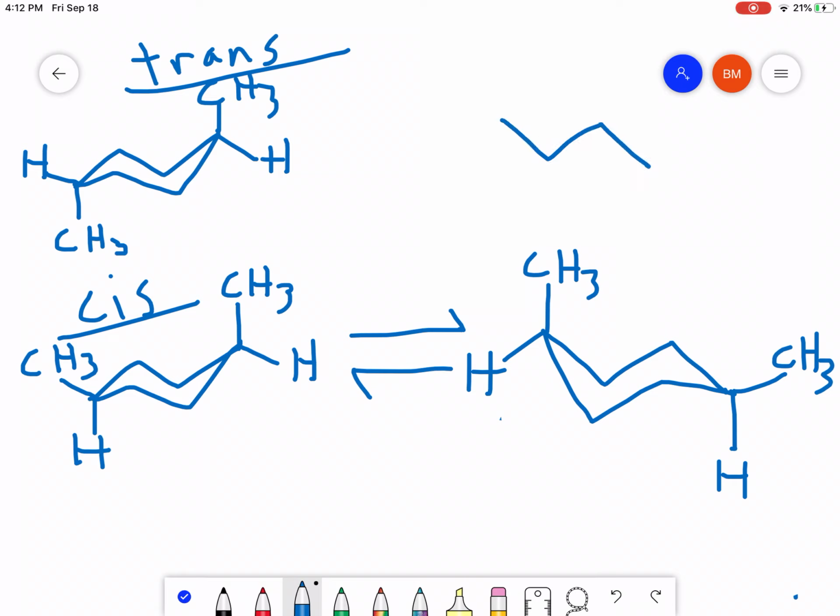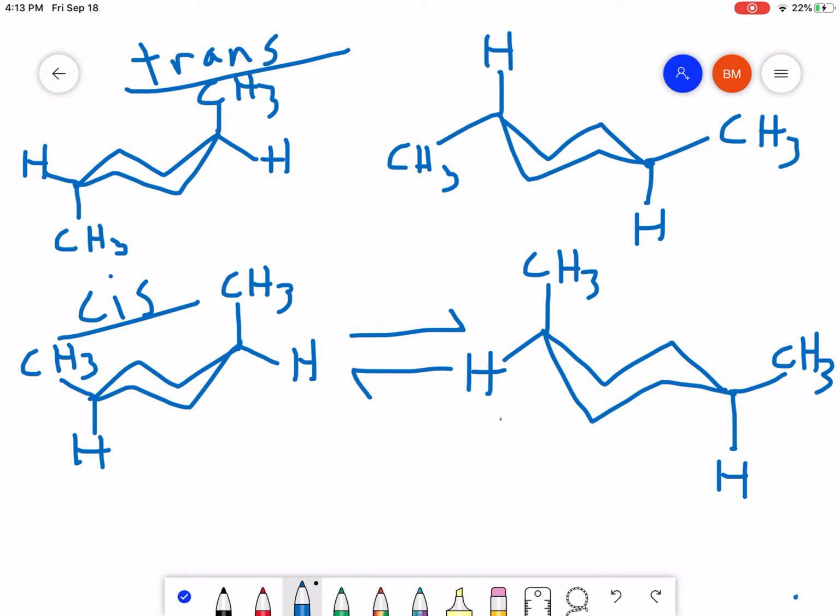We do a ring flip. We saw last time that when we do a ring flip, we get this. All right, the other carbon, methyl group was down axial, now it's down equatorial. H was up equatorial, now it's up axial. All right, and there we go. There is our last chair conformation for 1,4-dimethylhexane.